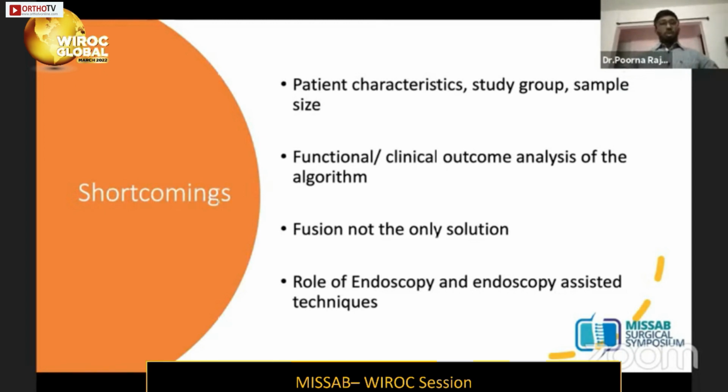And we all know, and sorry to say this sentence, and I hope all the panelists will agree, fusion is not the only solution, because for the first representative case which I have shown, I hope we can get away with an endoscopic discectomy or a microdiscectomy. And the role of endoscopy and endoscopy assisted techniques, which are gaining importance these days, has not been mentioned in this paper.